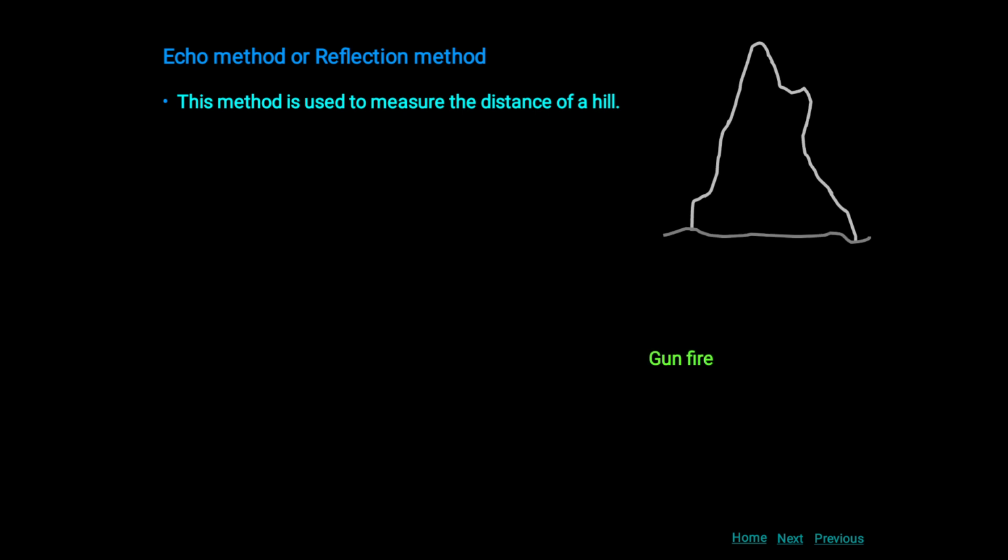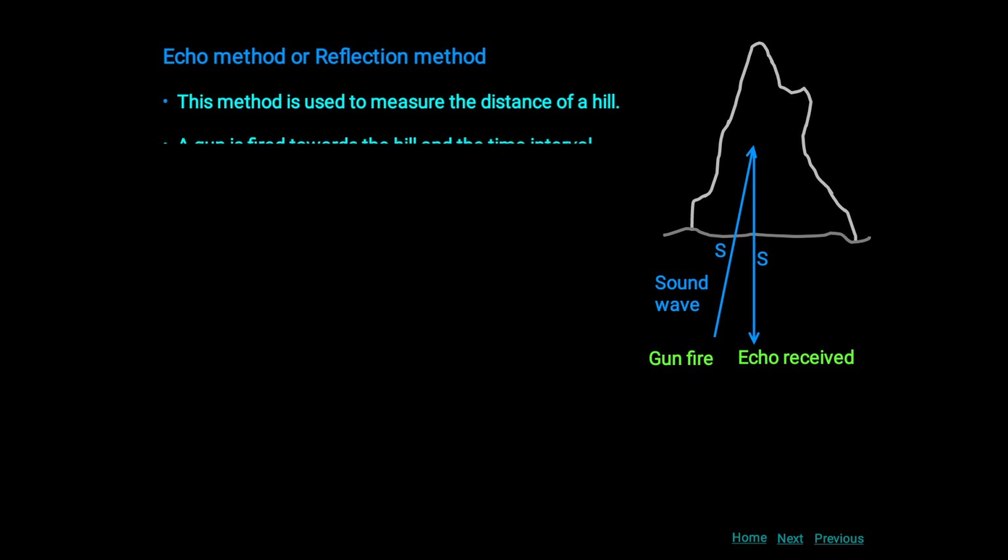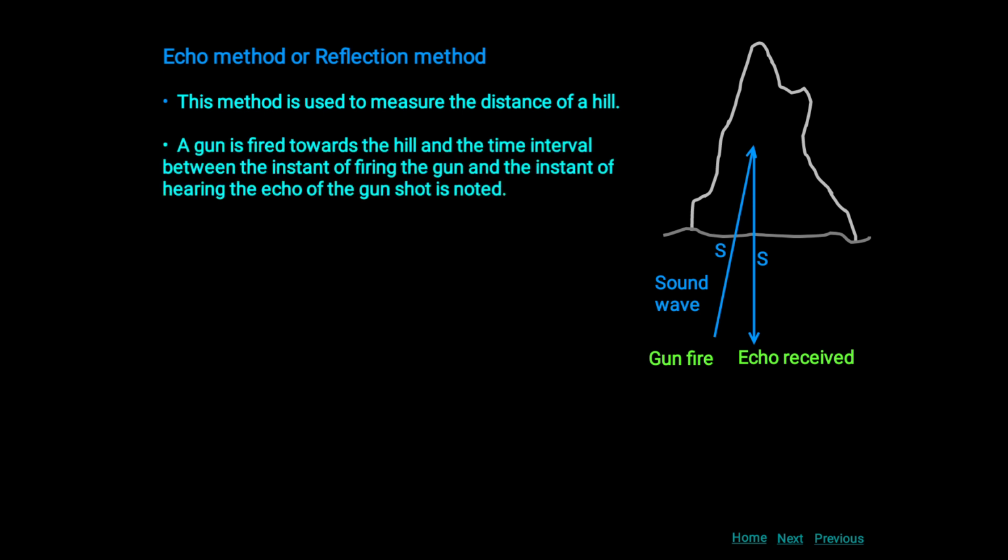Now, the echo system or reflection method. This method is used to measure the distance of a hill. See, like this, a gun is fired toward the hill and an echo sound is received. The time interval between the instant of firing the gun and the instant of hearing the echo of the gunshot is noted.